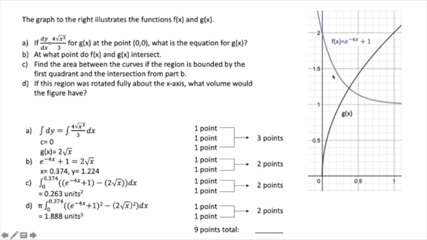Part C is just saying find the area between the two curves, which we have already practiced, and I have already told you that will always be asked. So just make sure to find the area between the two curves. Simple enough: integral from the lower limit, which is 0 since it's bounded by the first quadrant, to where they intersect, right here. Top function minus bottom function, dx. 1 point for the setup, 1 point for the answer.